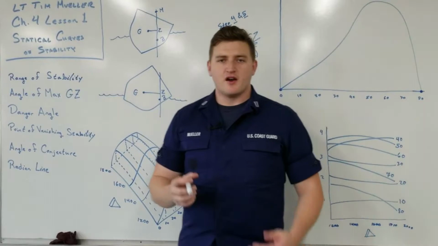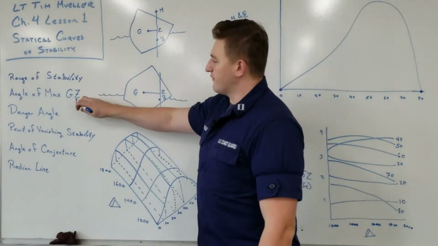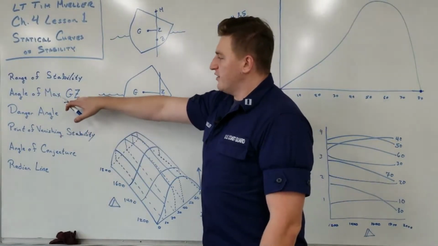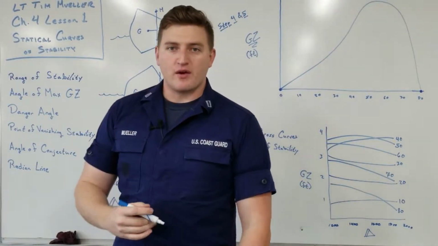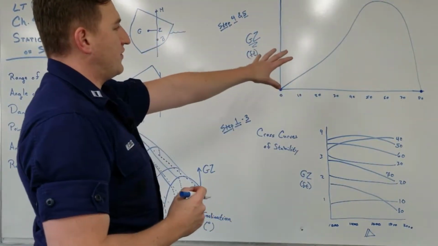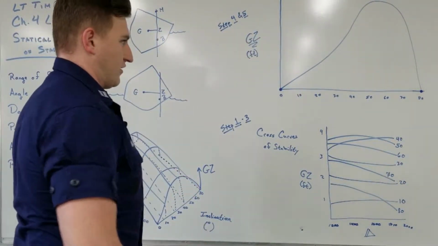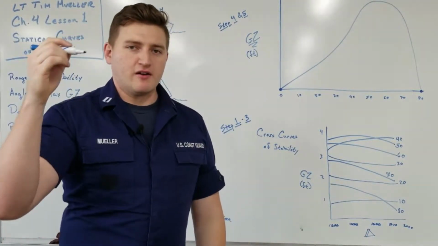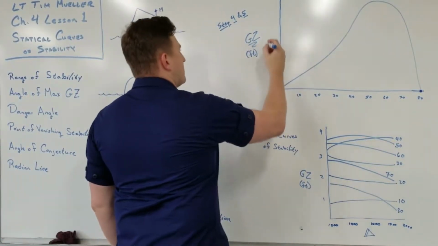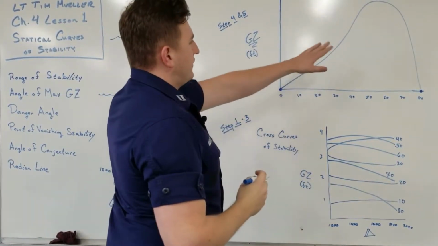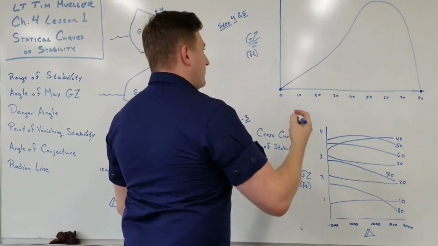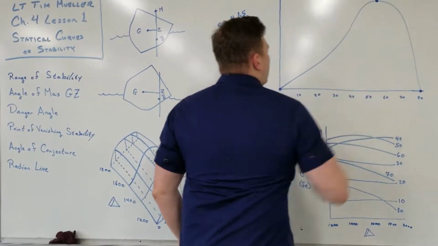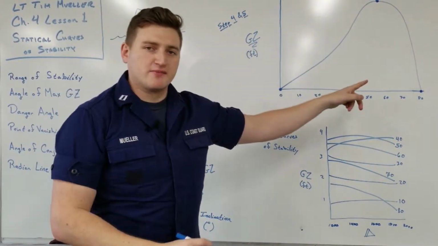Now the next two terms are very closely linked. We have angle of max GZ, or angle of maximum righting arm, and then we have the danger angle. So the angle of max GZ, angle of max righting arm, is something that we can just take a look at the graph and say, okay, that's my angle of max righting arm. And that's exactly what it sounds like. It's the point where our maximum righting arm exists, or where the righting arm, GZ, is at a maximum. So we look at this curve, and all we got to do is find the very top. So we look here, it's going to be right around here.